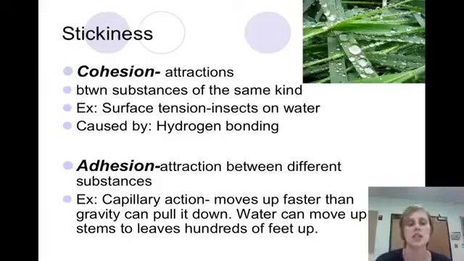Stickiness. The stickiness of water refers to cohesion and adhesion. Cohesion is the attraction between substances of the same kind. So water sticks to water. So like in that picture there with the water droplets on the grass blades, you have these beads of water, and that's because of cohesion. The water molecules are attracted to other water molecules, holding them together in those beads.